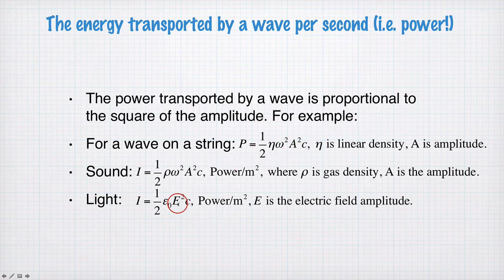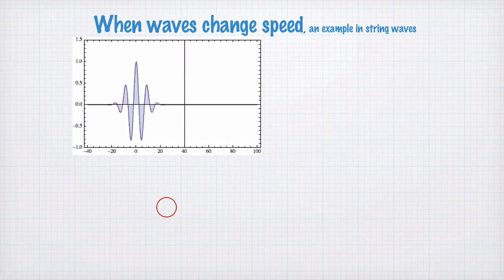And this is power per meter squared as well. So you can see these three equations for the power look kind of similar. Just because the waves are in different media, the amplitude is different. Here it's a displacement, here it's a displacement, here it's an electric field. The speeds are different because they're different waves, and the constant, in this case, it's a linear density, in this case, a bulk density, in this case, it's this constant that comes from electromagnetism.